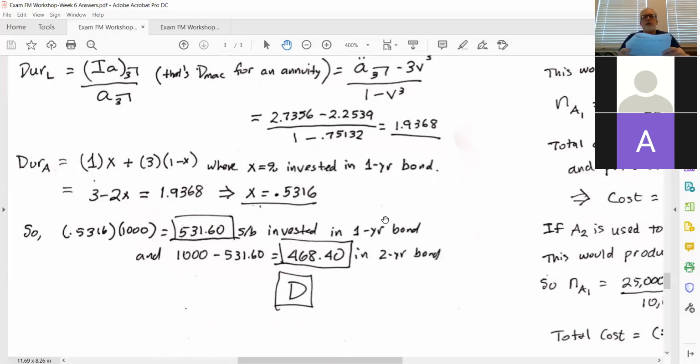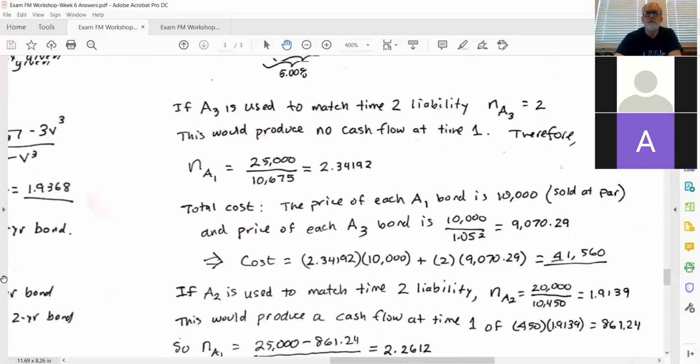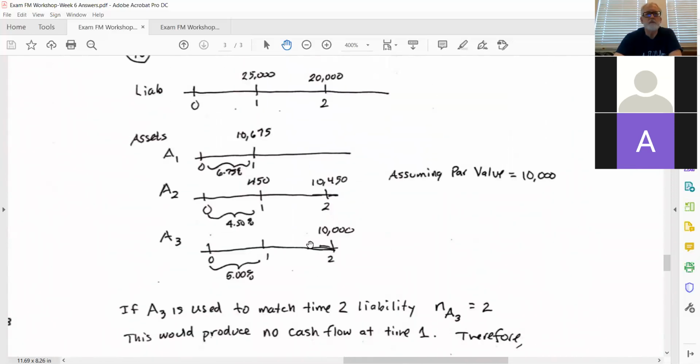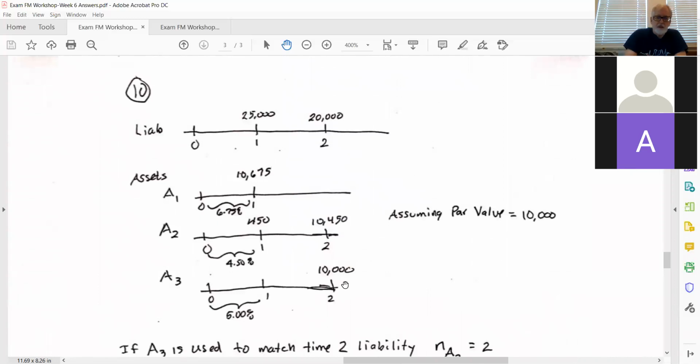Number 10 was the fun one. All right, for number 10, the company ABC is required to pay its customers 20,000. Wait, that's number 11, sorry. Number 10, an insurance company wants to match its liabilities of 25,000 payable at time 1 and 20,000 payable at time 2.